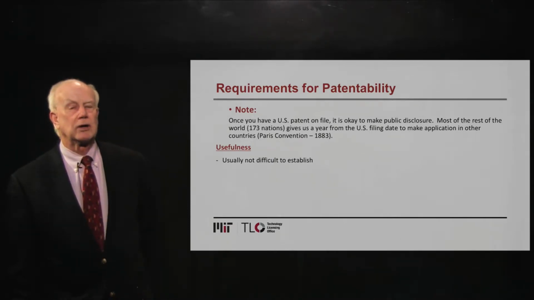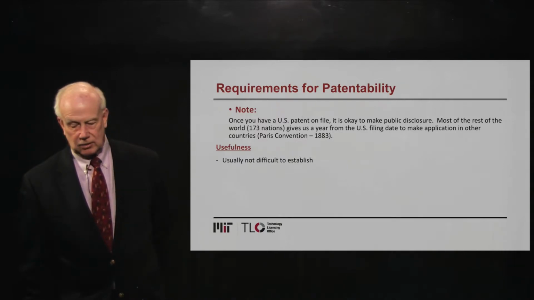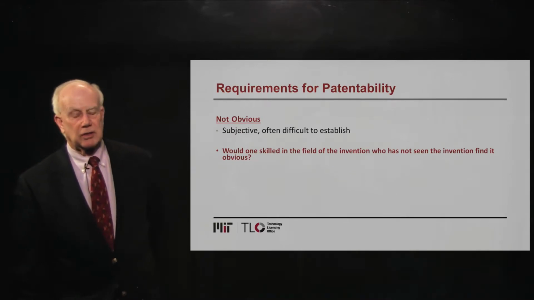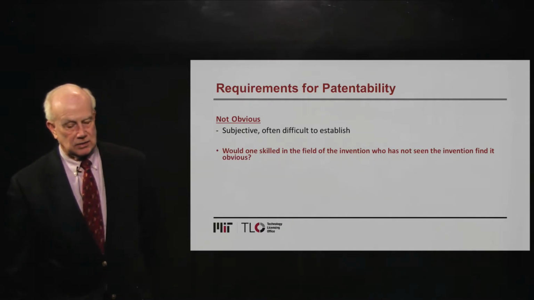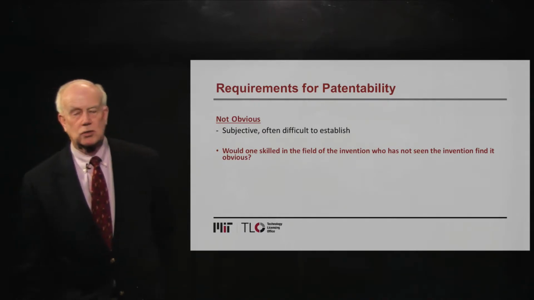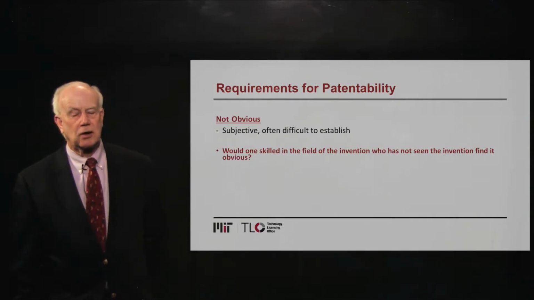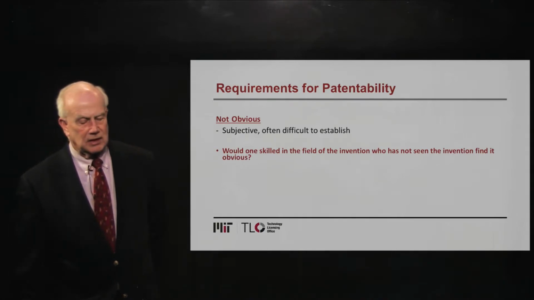Usefulness is the other requirement for getting a patent from the U.S. Patent Office, and this is usually not very difficult to establish or convince the Patent Office of. The most difficult is the requirement that the invention that you're disclosing and trying to patent is not obvious. And obviousness is a subjective determination, and it's often very difficult. It's what we spend most of the time and difficulty in convincing the U.S. Patent Office that the invention we're trying to patent is not obvious.